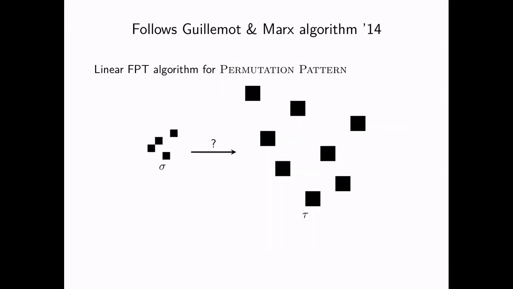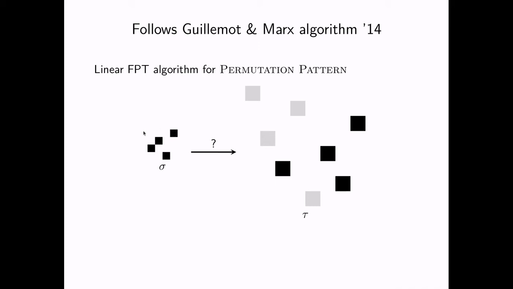Okay, so all this is following quite closely a very nice algorithm by Guillemot and Marx, solving a problem called permutation pattern, where you're given two permutations, a small permutation sigma and a host permutation tau, and you want to know if sigma appears as a subpattern in tau. So here it would be a yes instance, and it was open if this problem is FPT, so fixed parameter tractable in the size of sigma.